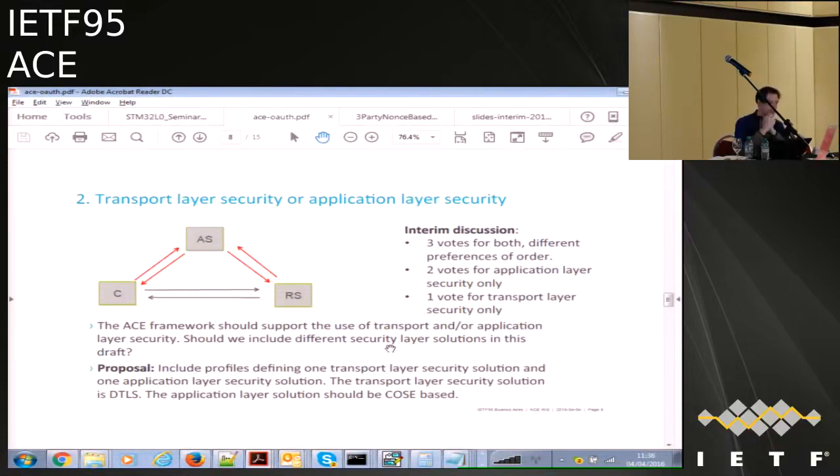Maybe that's a useful question on this slide. I would like to understand your current focus on work on a solution that uses transport layer security and on an application layer solution. I'll try to clarify that a little more. When I use this term, I'm talking about the communication between the client and the resource server. And you can work on both, and that's perfectly fine as well. Does that question make sense to you? Do you feel comfortable with that?